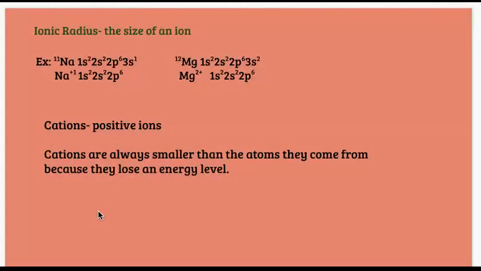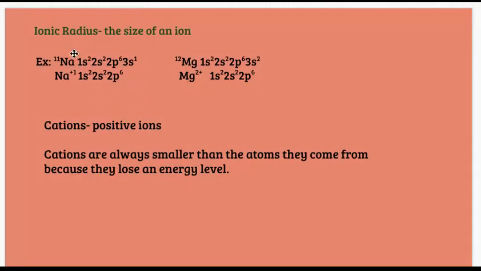Next thing we're going to talk about in this video is ionic radius, which is similar to atomic radius, except it's talking about when they become an ion, when they've lost electrons or gained electrons. And the first thing we're going to talk about is cations or positive ions. Cations obviously have lost at least one electron, and that's how they got a positive charge. So we're going to look at a couple examples, and then we'll write a paragraph about one of them.